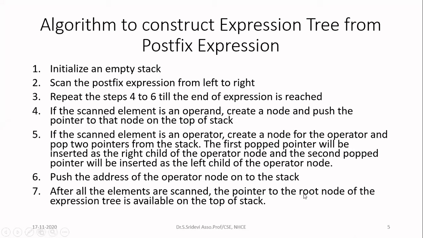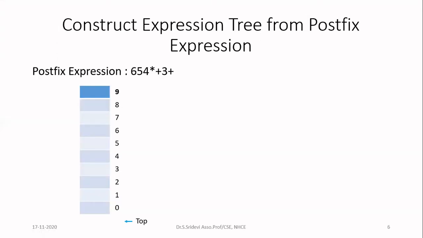So now the pointer to the root node of the expression tree will be available on the top of the stack. We can take the pointer and then we can access all the elements of the expression tree with the help of that pointer. Now, let us see one example to understand this process.